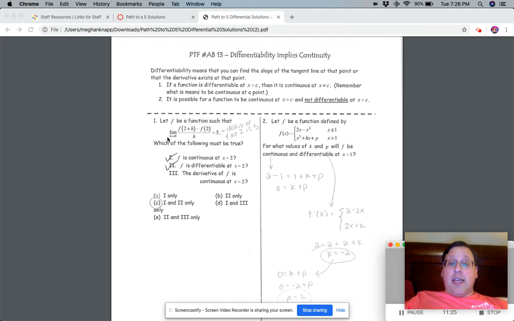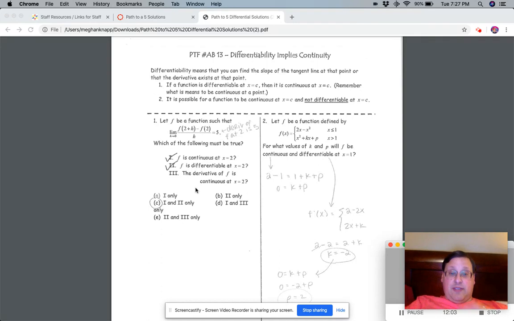In question 1, you might notice that this expression that they give right here, this limit is the limit definition for the derivative at 2. So when they say this limit is 5, it's immediately telling us the derivative at 2 is 5. We have to be differentiable if we have a derivative. And because we're differentiable, we must be continuous. 1 and 2 are both true. Just because f has a derivative doesn't mean the derivative is continuous. That gets a little bit weirder.